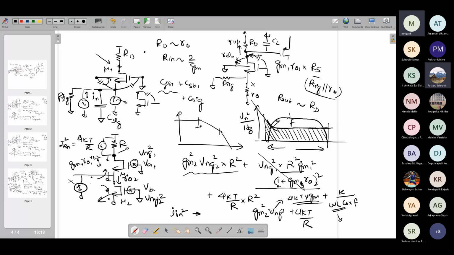So this part tells us that we also have to be careful with the source, especially in the case of common gate. The noise of the source current is also going to be important. I hope that is clear. Any question before we proceed further?